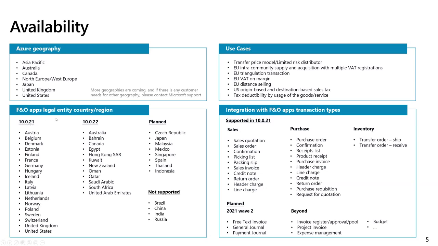And for the country-wise, as you know, we already support 43 countries out of the box in Dynamics 365 finance and operations apps. So in 10.0.21, these countries will be supported in tax calculation service. The majority are European Union countries and also the United States here. And in 10.0.22, more Asia Pacific countries are supported here: Australia, Bahrain, also Canada, Egypt, these countries. And these countries are planned in our roadmap. We will support them very soon in the coming release.